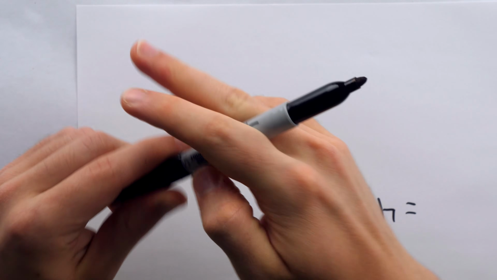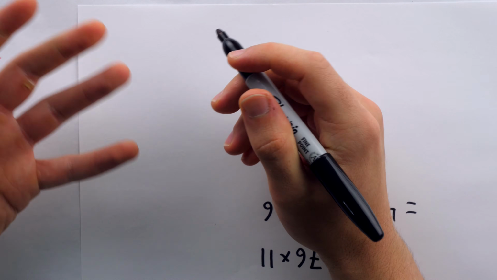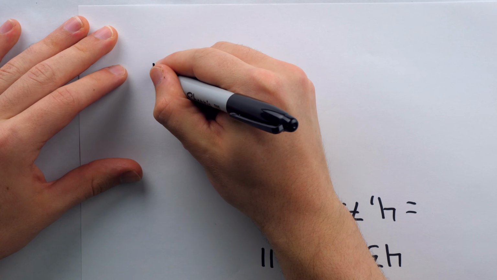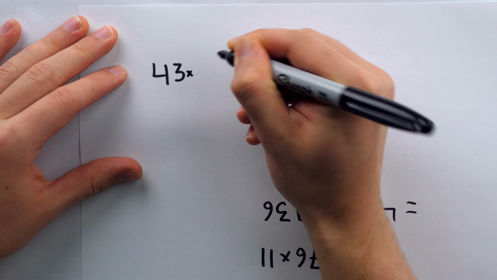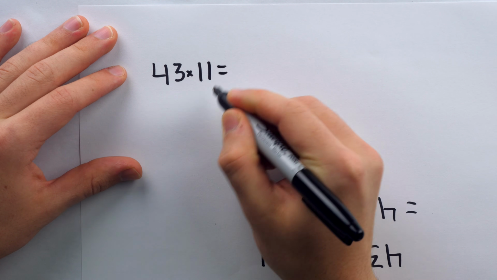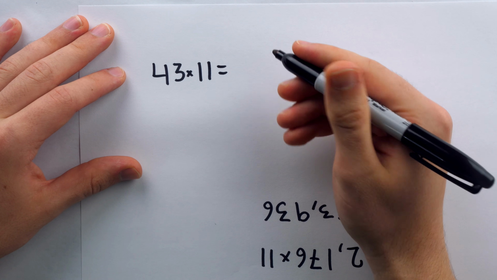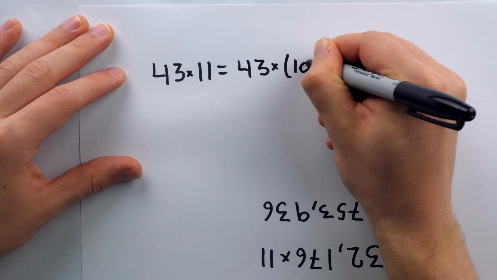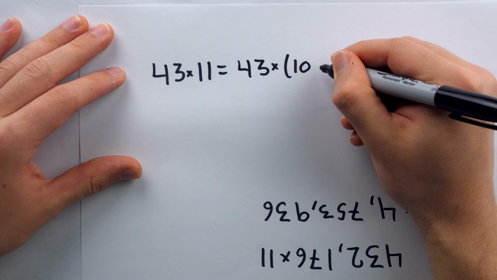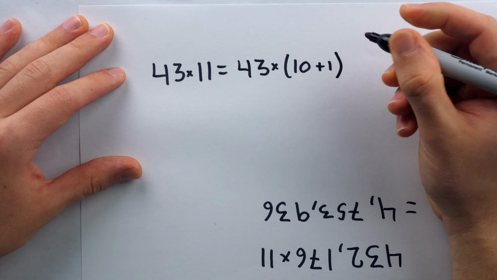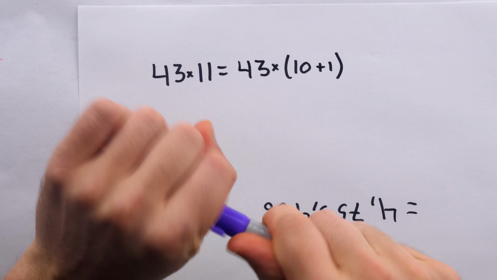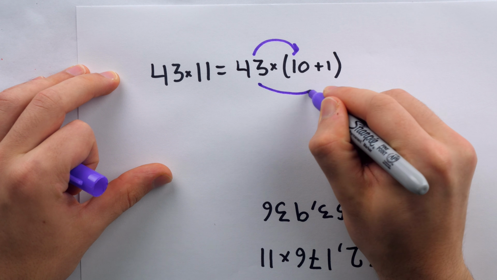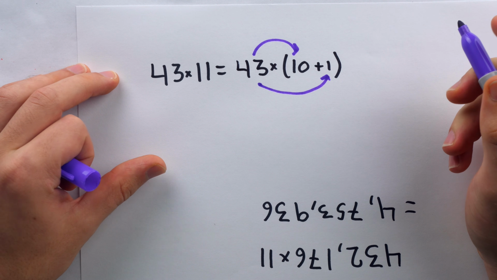Anyone who's dabbled in a little bit of mental math before knows how easy multiplying by 11 can be. For example, if we take something like 43 times 11, a very common way to do something like this really easily in your head is to note that 11 is just 10 plus 1. So we could view this as 43 times 10 plus 1, and then we could use the distributive property. So 43 gets distributed to the 10, and 43 gets distributed to the 1. And then we just have to add those things together.